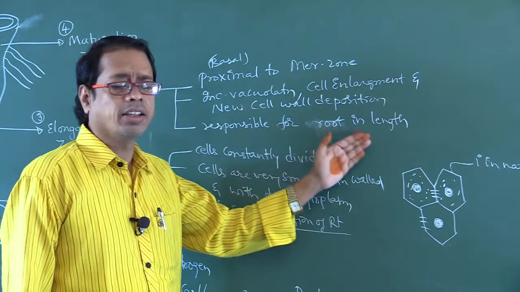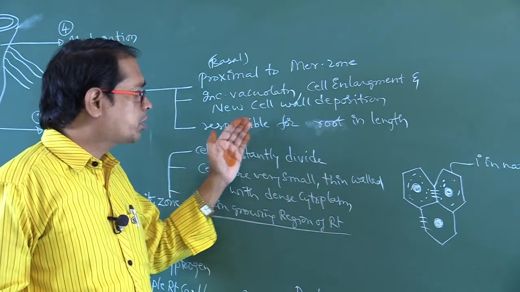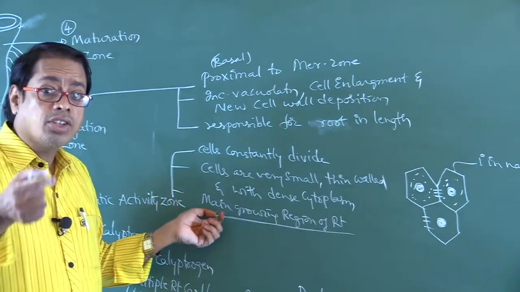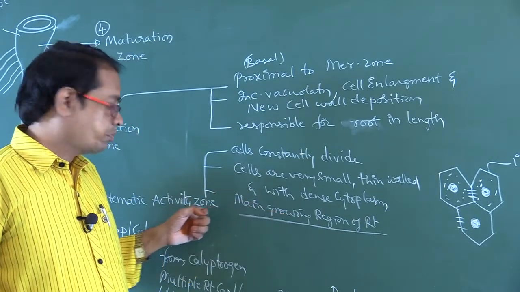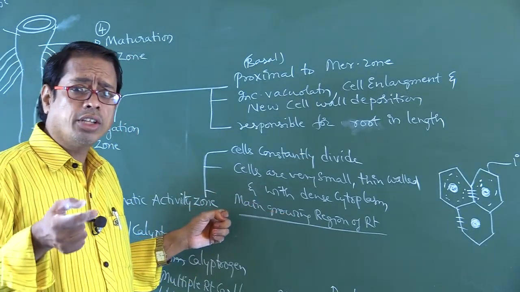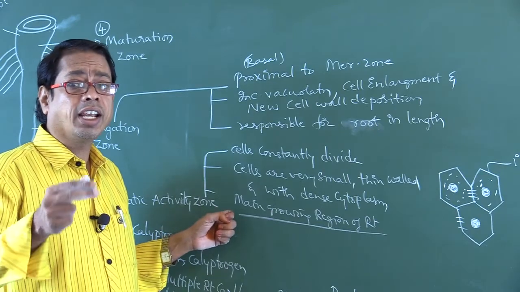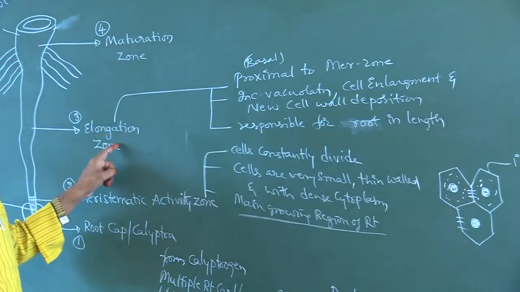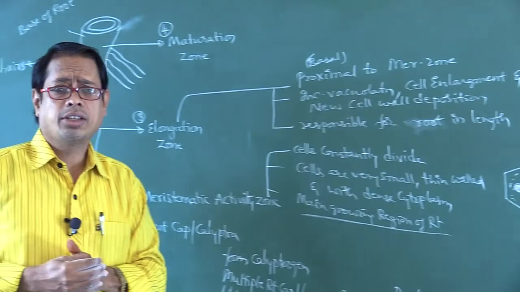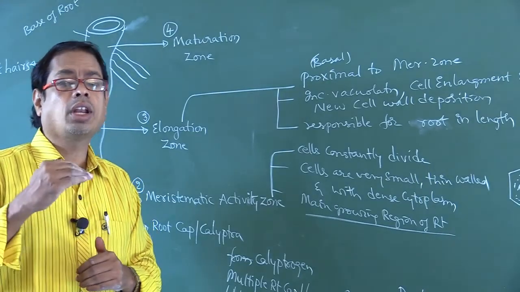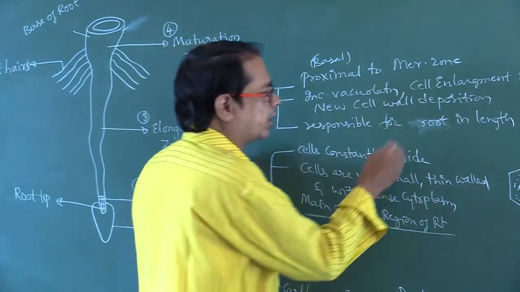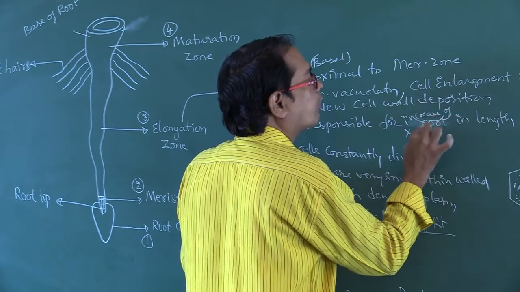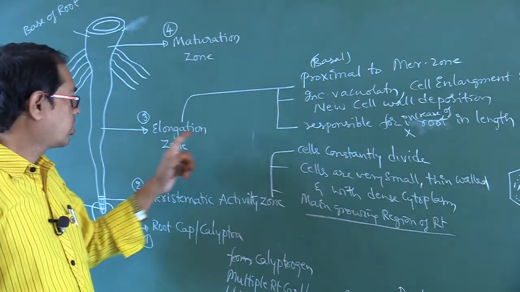Which region is responsible for the growth of the root? The growing region of the root is the meristematic zone. Which zone is responsible for increasing the root in length? That is the elongation zone. The elongation zone is responsible for the increase in root length. Okay, so that is very, very important.